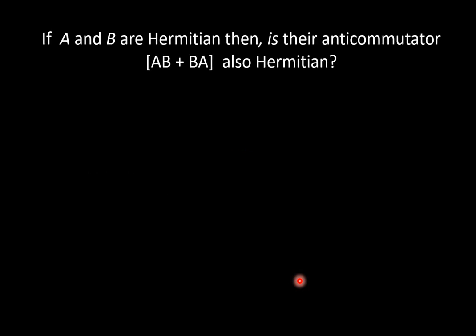Okay. The next one: if A and B are Hermitian, then is their anti-commutator also Hermitian? Now you know the anti-commutator is AB plus BA, where the commutator is AB minus BA and the anti-commutator is AB plus BA. So the question here is whether AB plus BA is Hermitian or not, if A and B are Hermitian. The answer is yes, they are Hermitian.